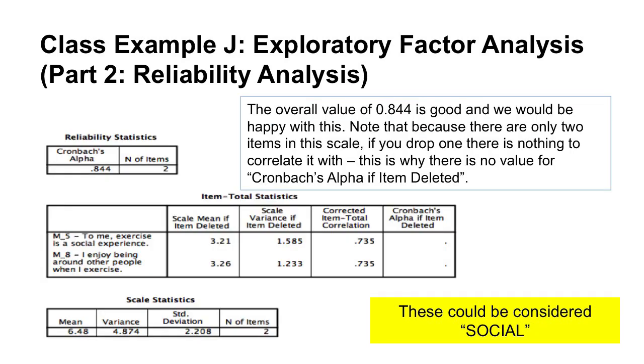Finally, we take a look at the third animal that we called social. The overall value of 0.844 is great, and we would be happy with this. Again, note that because there are only two items in the scale, if you drop one, there's nothing to correlate it with. This is why there is no value for Cronbach's alpha if item deleted.